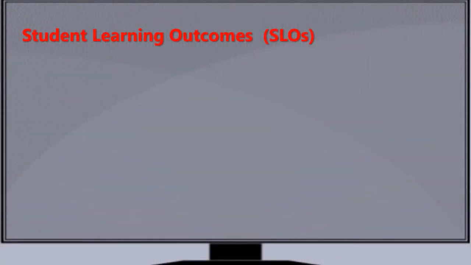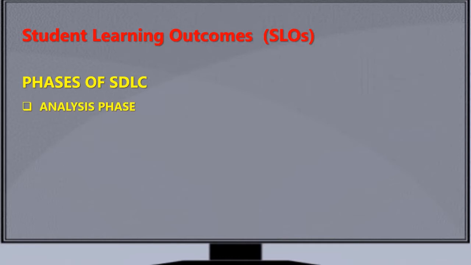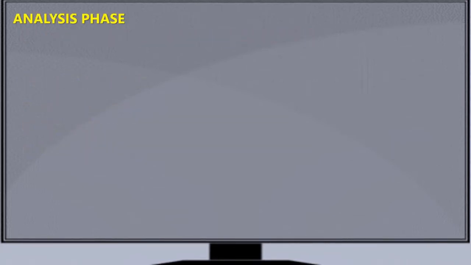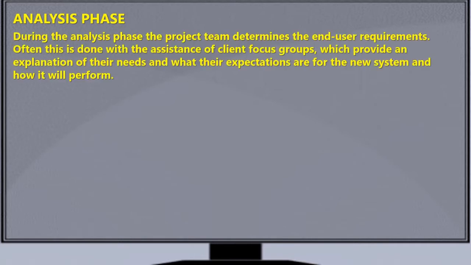Today's student learning outcomes are phases of SDLC, system development lifecycle: analysis phase, requirement engineering, and design phase. Now, analysis phase. During the analysis phase, the project team determines the end user requirements. Often this is done with the assistance of a client focus group, which provides an explanation of their needs and what their expectations are for the new system and how it will perform.